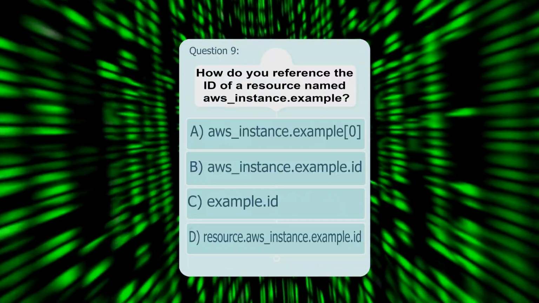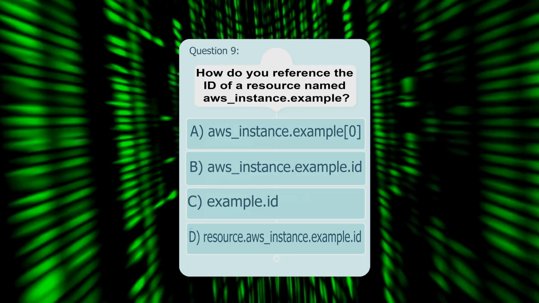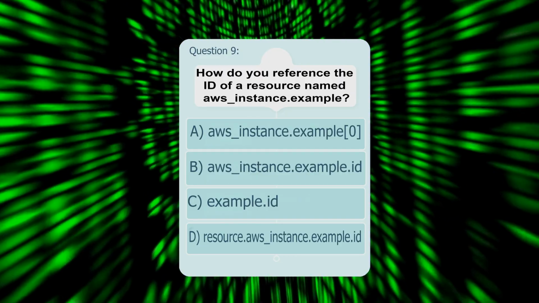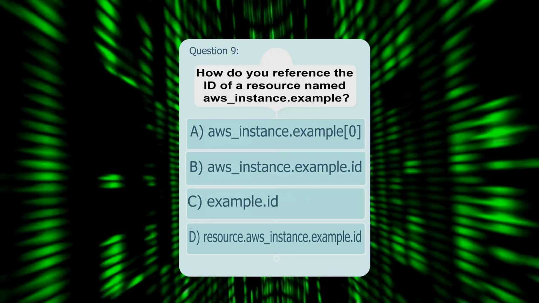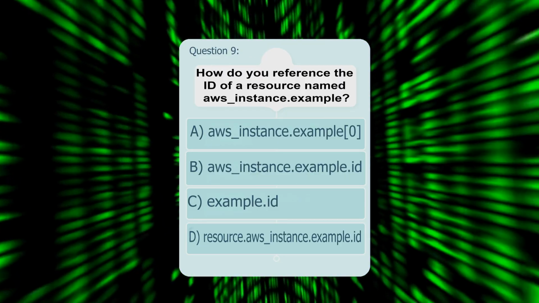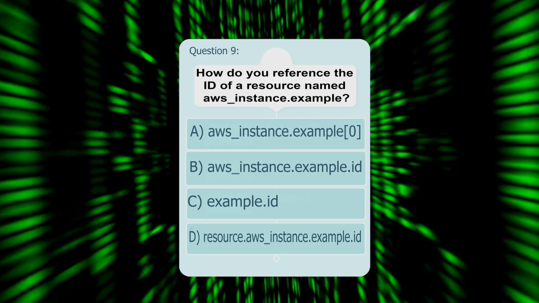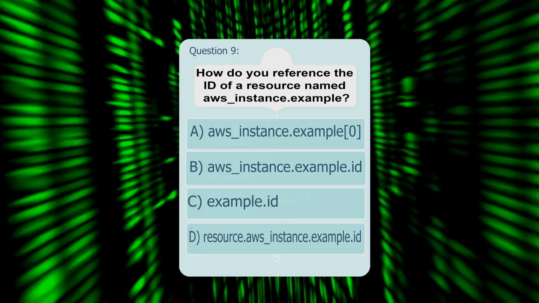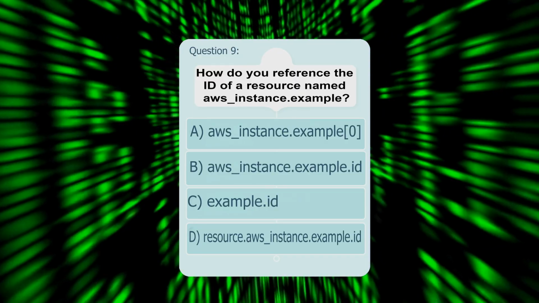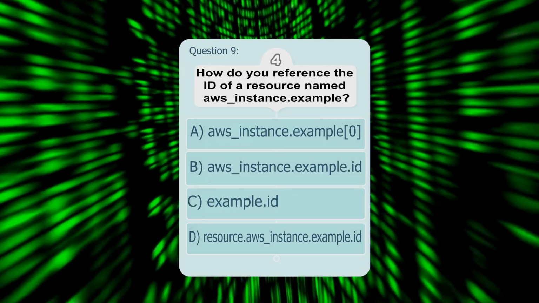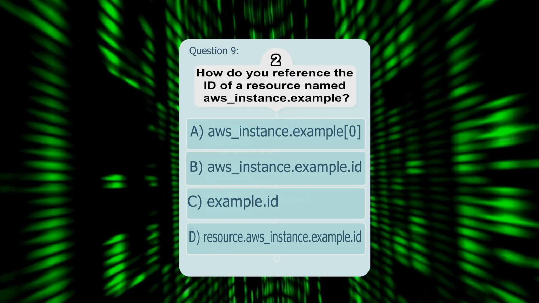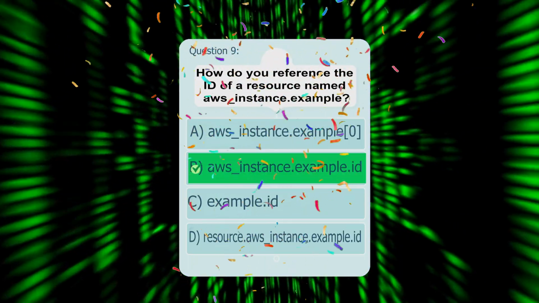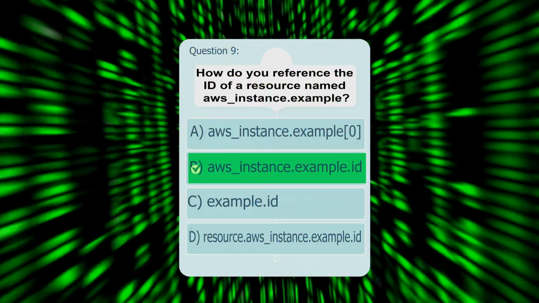Question 9. How do you reference the ID of a resource named oz_instance.example? A. oz_instance.example[0]. B. oz_instance.example.id. C. example.id. D. resource.oz_instance.example.id. Answer. B. oz_instance.example.id.